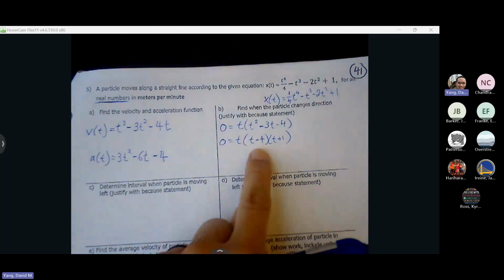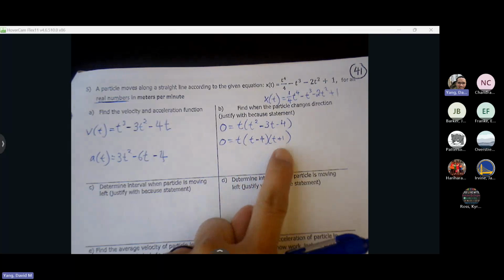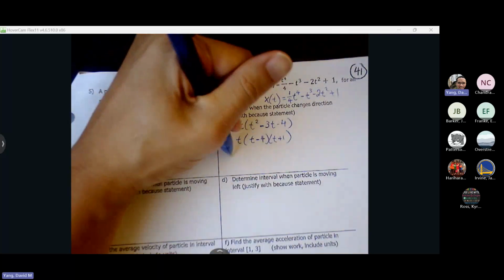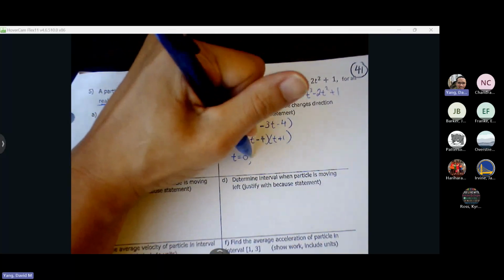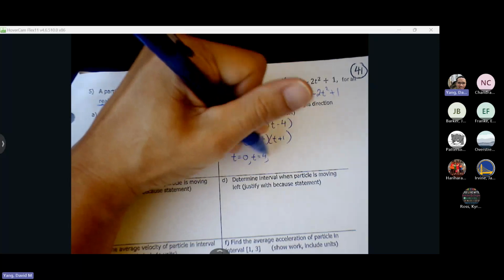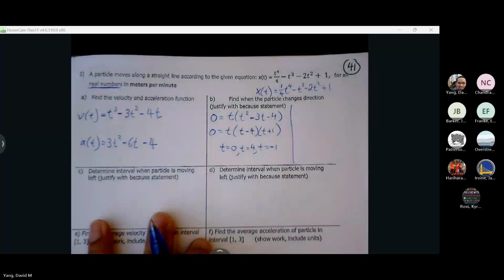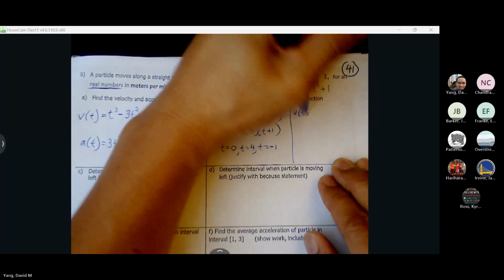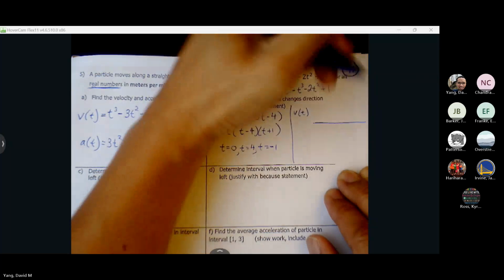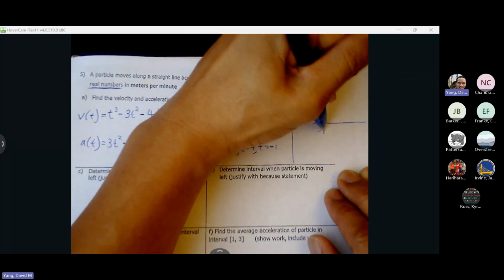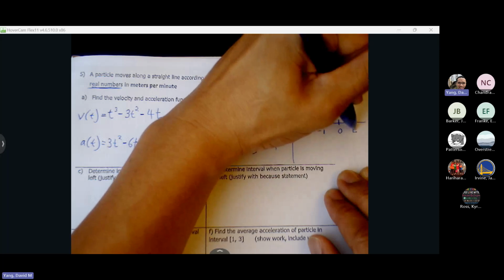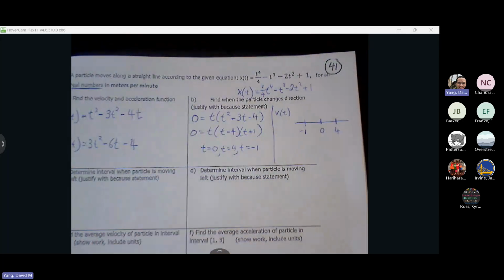So I have 3 separate t values, so I'm expecting 3 separate solutions: t equals 0, t equals 4, t equals -1. Okay, all right, here's my velocity sign line: -1, 0, and 4. Are we good with the sign line so far?